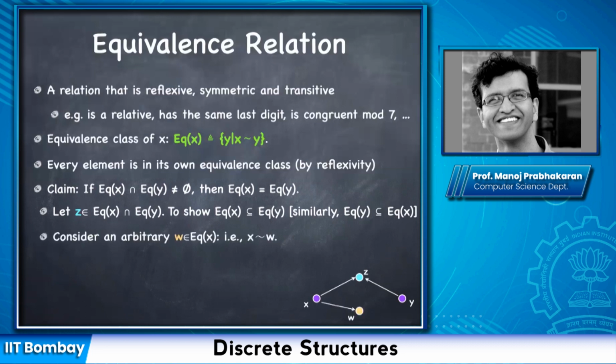So let's pick an arbitrary element in the equivalence class of x. It could be x, y, or z, but just for clarity, I've drawn it as a separate element here, a separate node w. And all we know is that w is in the equivalence class of x, so there is an edge from x to w. This could be a self-loop if w is the same as x, but there is an edge from x to w. Now, that by itself is not very useful right now.